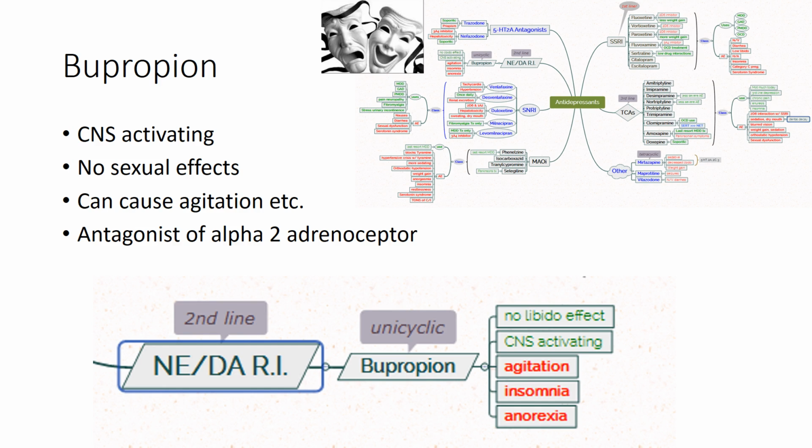And libido, so this is a good drug for that. And so it causes agitation, though, and insomnia and anorexia, and these are because of its CNS activating effects. Because it's an antagonist of the alpha-2 adrenal receptor.